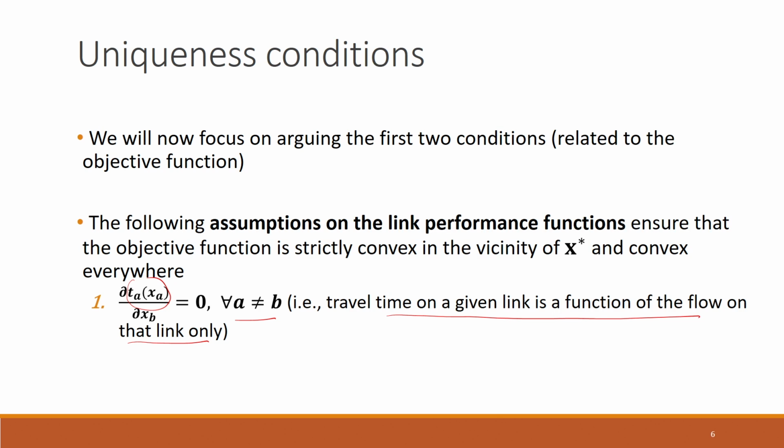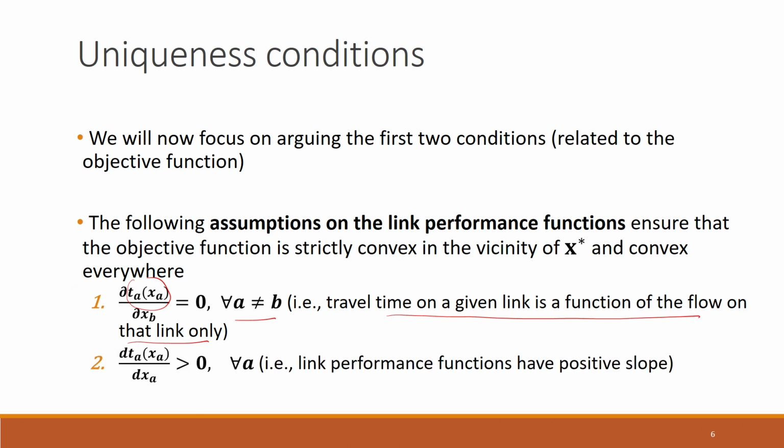But let us assume that the situations that we are considering make this assumption, and we also assume that the link performance functions have positive slope. So, with these 2 conditions, we will be arguing that the objective function will be strictly convex at x star and it is convex everywhere.